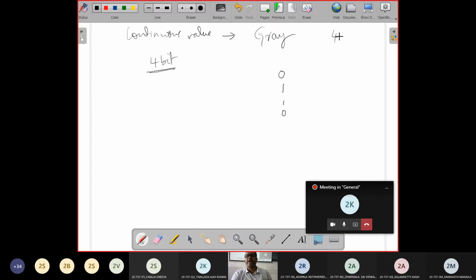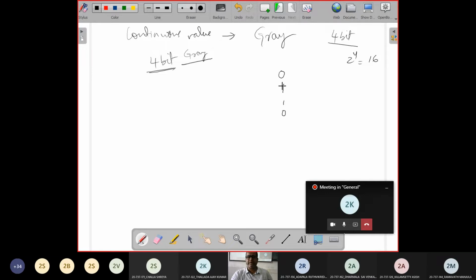So I am writing a 4-bit gray code. If I use 4 bits, how many combinations can you get in binary? 2 power 4, right? Using 4 bits, you can get 2 power 4 combinations. 2 power 4 is how much? 16. So I am illustrating how to write the 4-bit gray code. First you start with the least significant column.